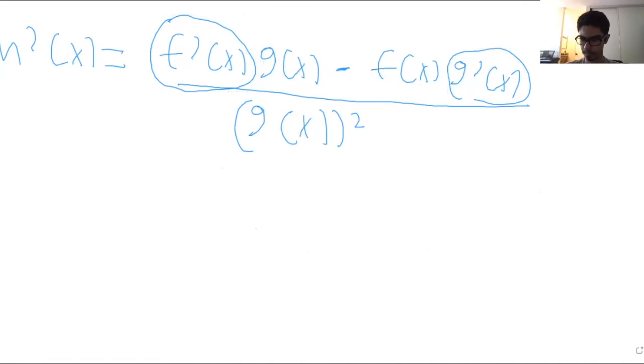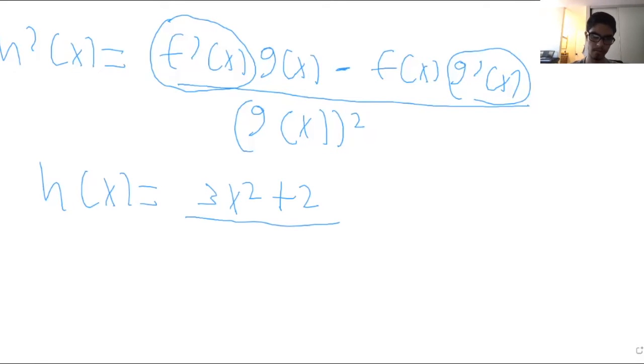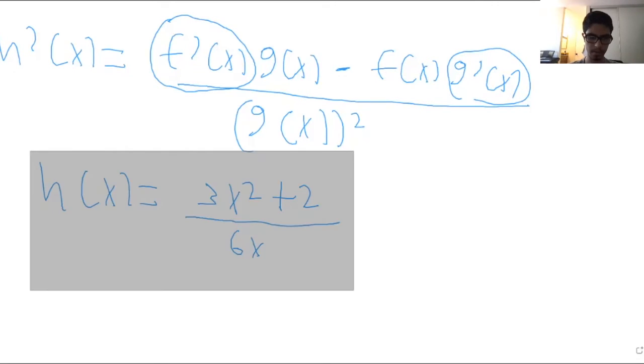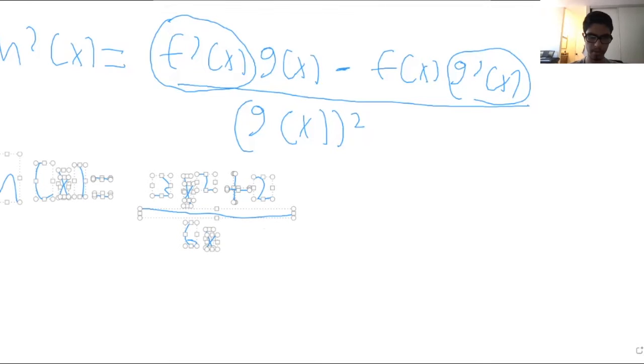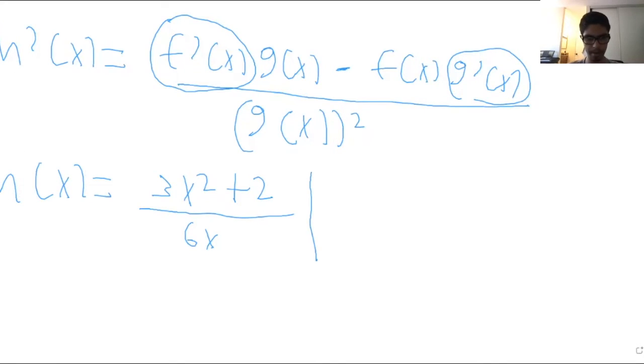So let's consider, for example, a function where h of x could be, let's say, 3x squared plus 2, all divided by 6x, for example. Okay. Cool. Make some more room. Awesome. So I wanted to create a barrier here. So 3x squared plus 2 over 6x is our bottom function.